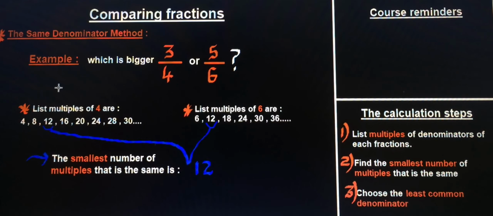Let's do an example. Which is bigger, 3/4 or 5/6? Multiples of 4 are 4, 8, 12, 16, 20, 24, 28, and 30. And multiples of 6 are 6, 12, 18, 24, 30, and 36. The smallest number of multiples that is the same is 12, as shown here.